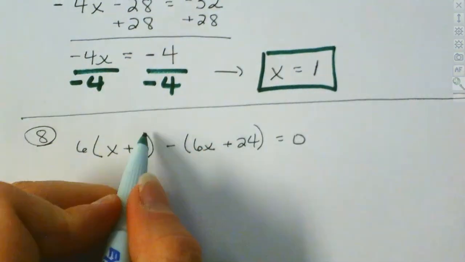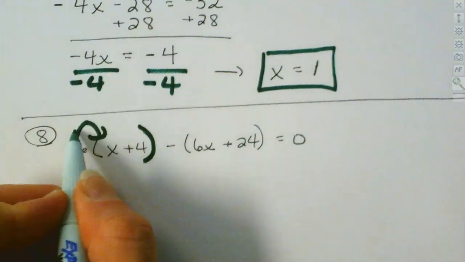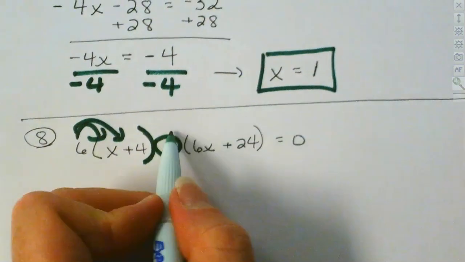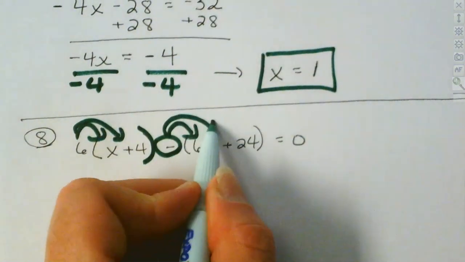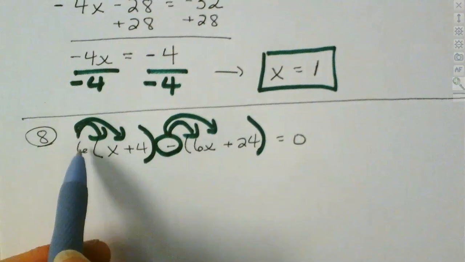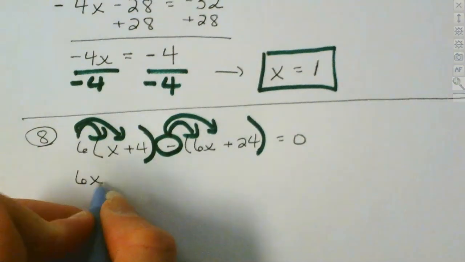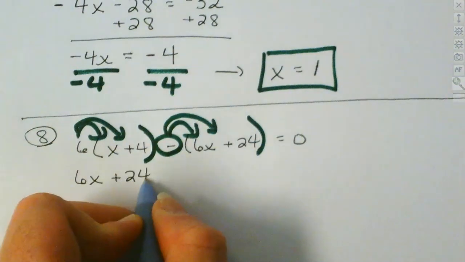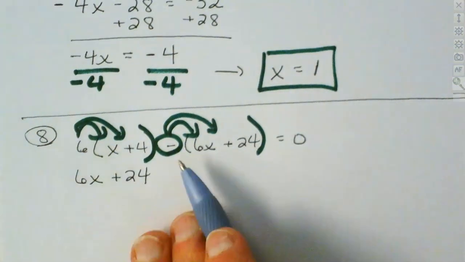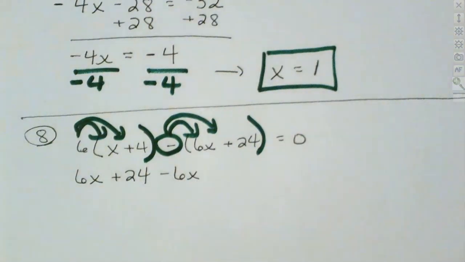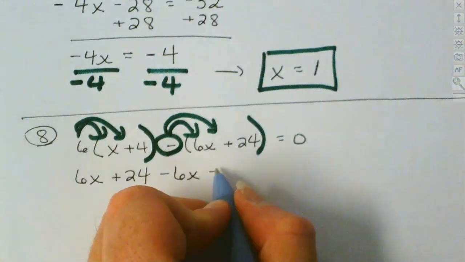So that 6 has to be distributed through. And then I always like to circle the negative in front, and that also has to be distributed through. So let's see what we get. 6 times x, that's a 6x. And 6 times 4, that makes it a 24. Now, when we distribute the negative through, that gives you a minus 6x and a minus 24.